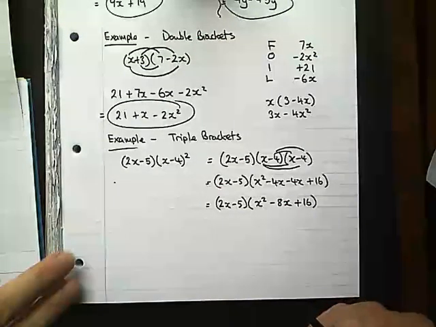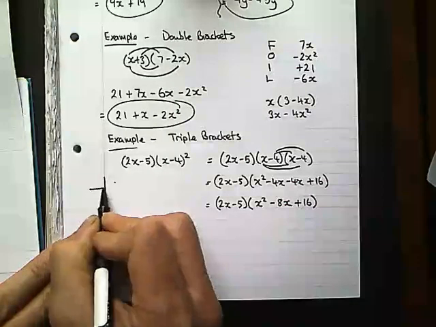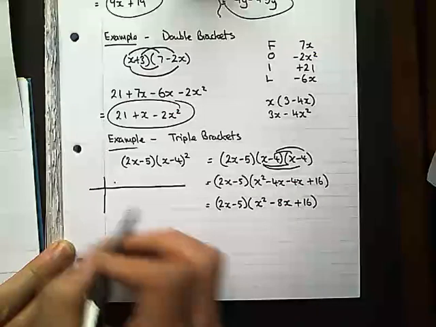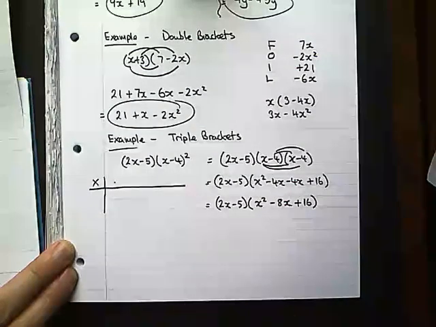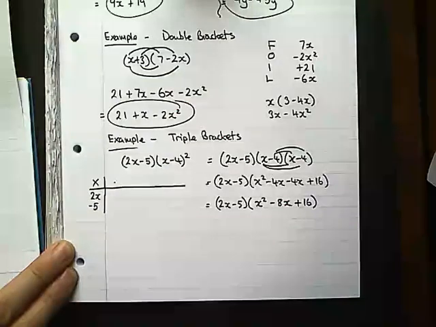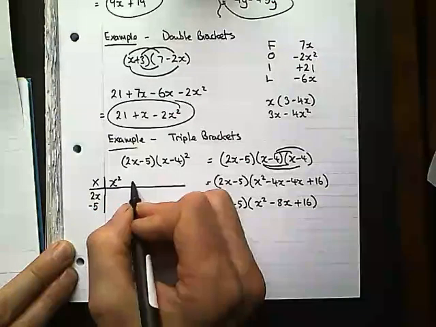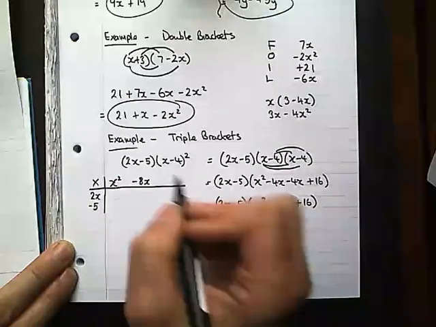But I like to do it grid method, and this is what I would do. So I'm timesing everything together. I've got 2x and minus 5. I've got x squared. I've got minus 8x. And I've got plus 16.